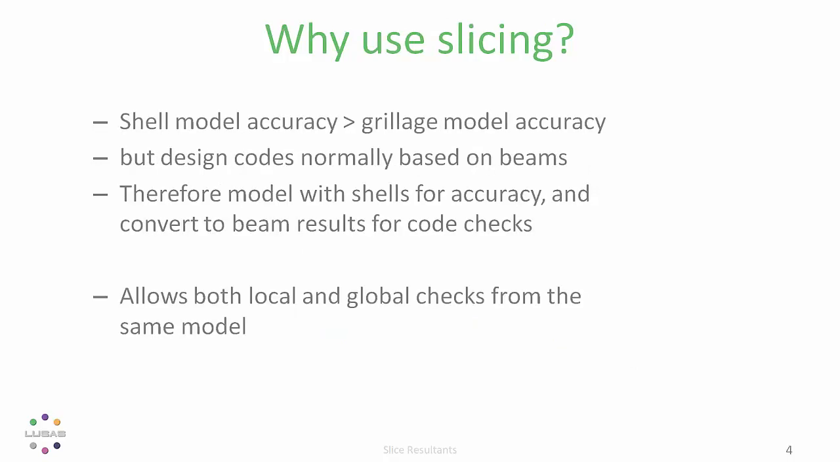So why would you use shell slicing? The main reason is that shell models are more accurate than grillage models, but design codes assume you are designing on beam members. Therefore, you can model shells for accuracy and convert to beam results for code checks. It also allows you to do both local and global checks in the same model. You can look at local effects on the slab, as well as the global effects on the composite beam.